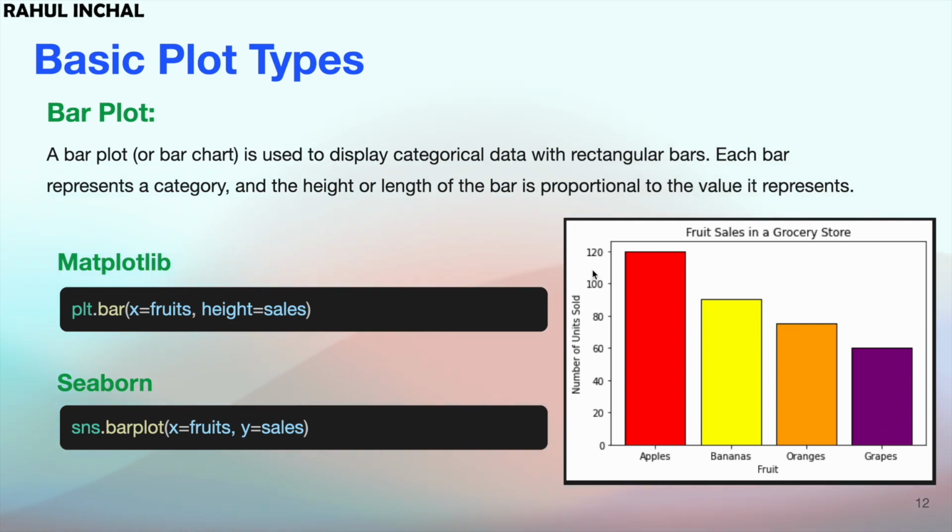So apples, say for example number of units sold, there are approximately 120 apples which were sold. Bananas somewhat 90, oranges somewhat 80, grapes somewhat 70 or 60, right? So this is what it is.